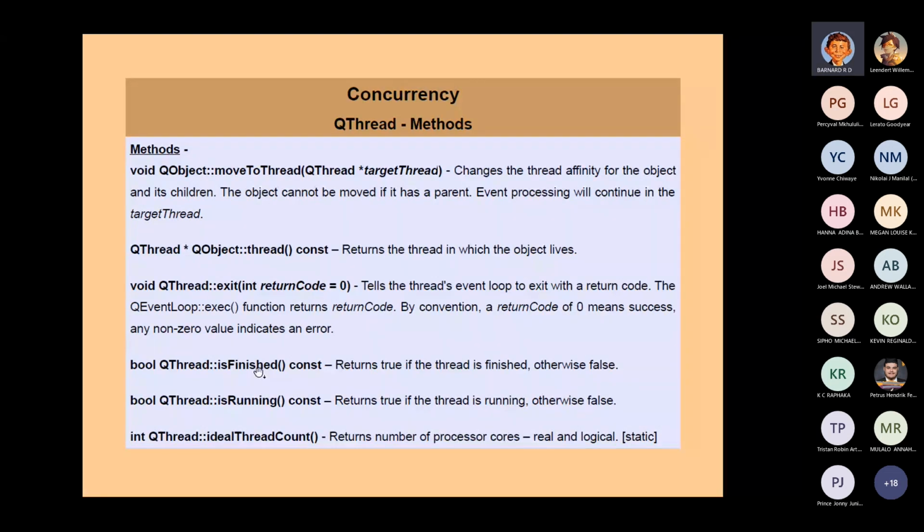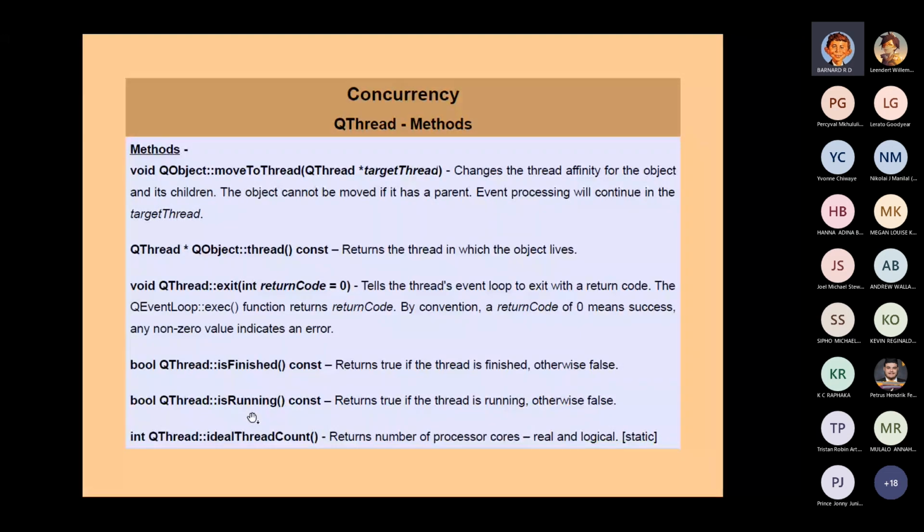Then it has an isFinished method which returns true if the thread is finished, otherwise false. It's useful to be able to use methods like isFinished and isRunning to find out the state of your thread. It might be important, before you do any further processing, to know if your thread has actually finished already, or to find out if it is actually running or not. So those are methods that are useful.